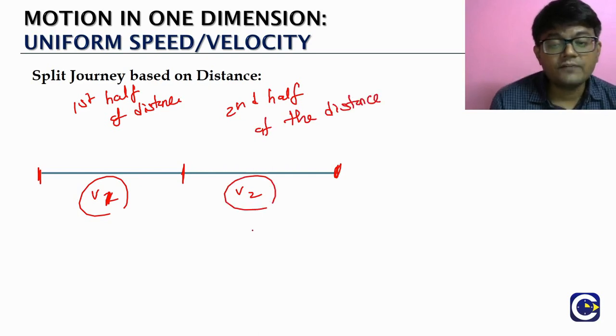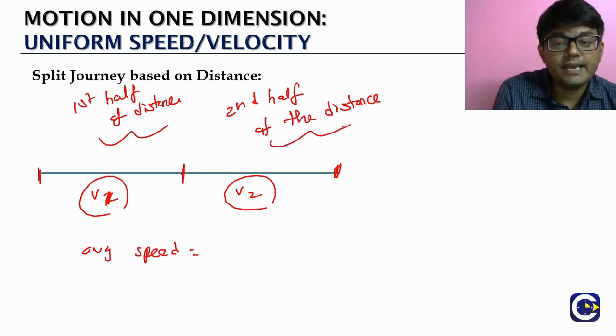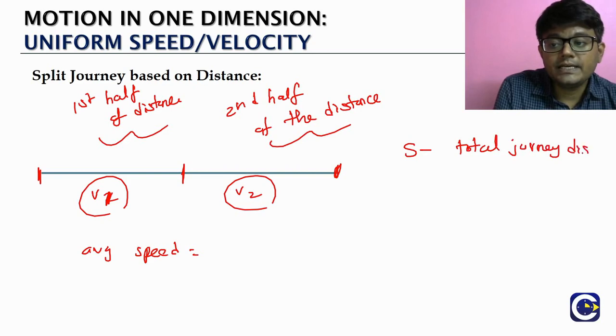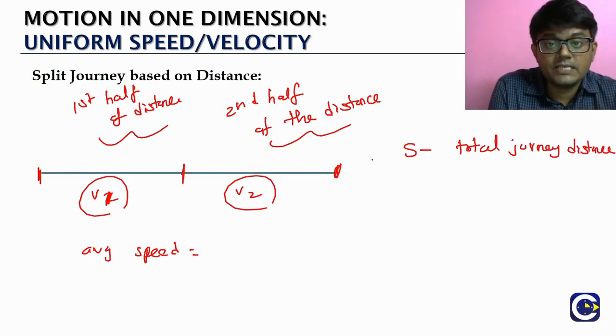Distance. Second half of the distance, what is the speed v2? Now we'll try to find what is the average speed. Since we are dividing the journey based on the distance, we'll start like this. Let S be the total journey distance. Previously, we were dividing the journey based upon the time, which is why we introduced the variable of total time. Here we are dividing the journey based upon distance, which is the reason we are introducing the total journey distance as the variable.